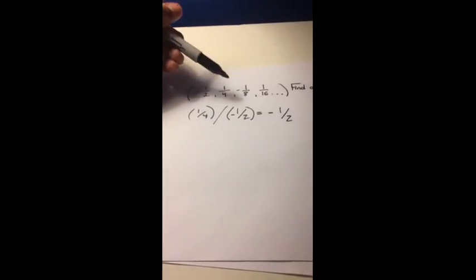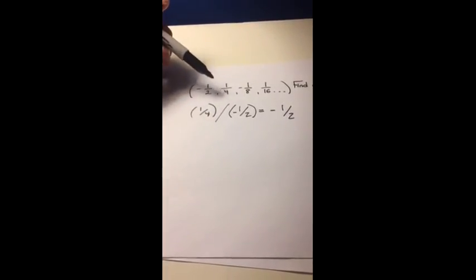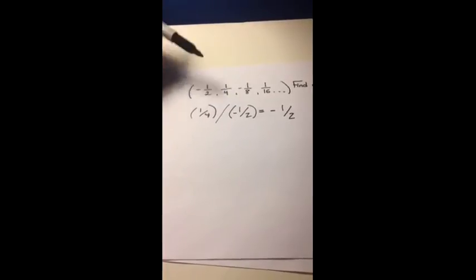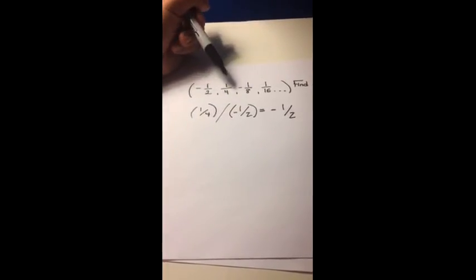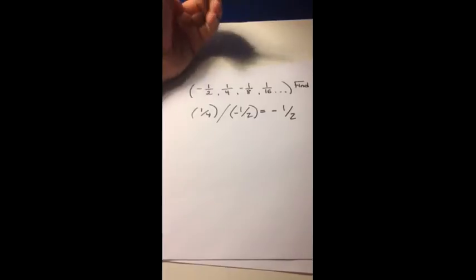Our second term will be divided by the first term. So 1/4 divided by negative 1/2. So we will get negative 1/2. You can always check. You don't always have to divide the second term by the first term. You could also divide the third term by the second term, or you get the point.